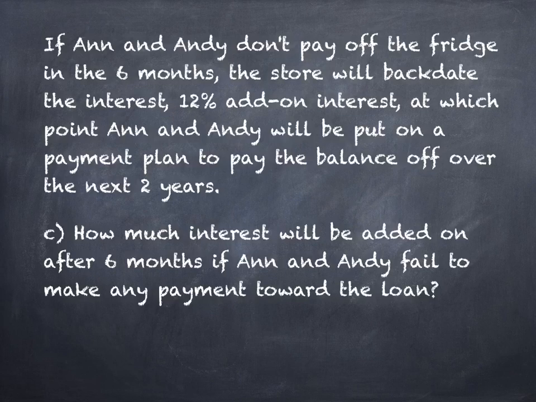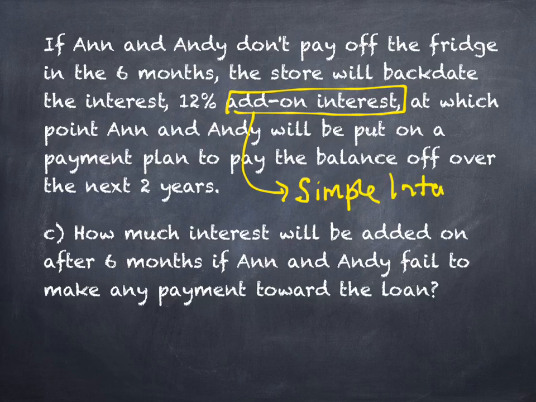So how much interest would be added on after 6 months if they fail to make any payments toward the loan? This is asking you for add-on interest. Add-on interest is another phrase for simple interest, which we happen to have the formula on the board for at the moment. This is my simple interest formula right here, and this one, depending on what we're looking for.